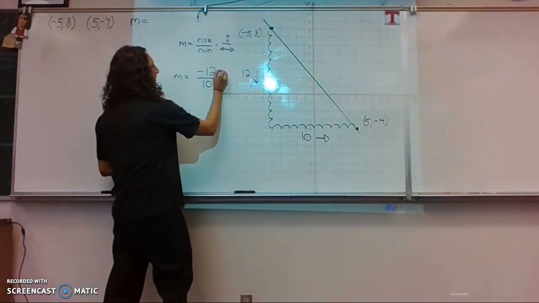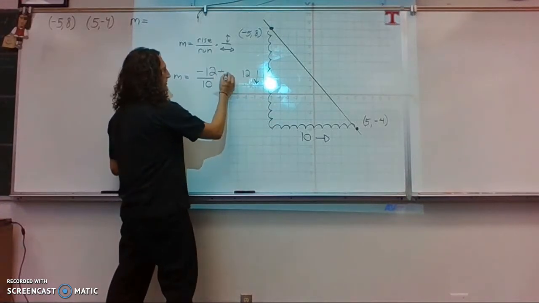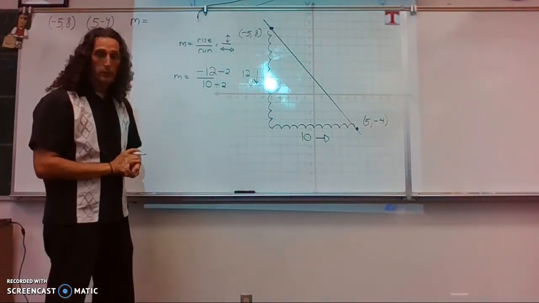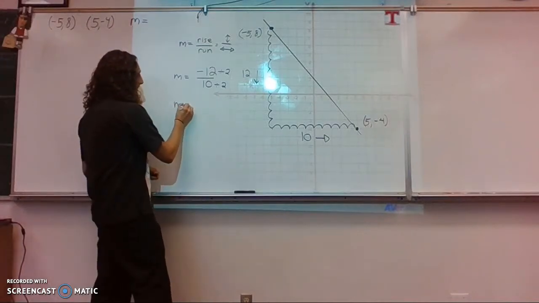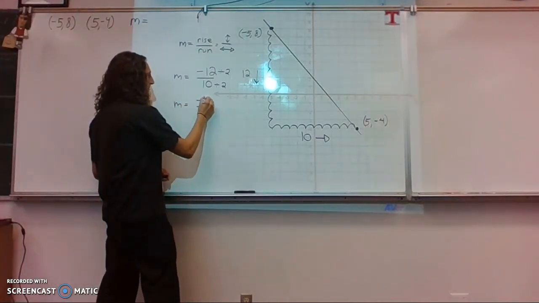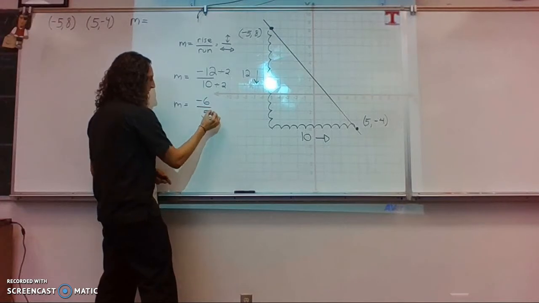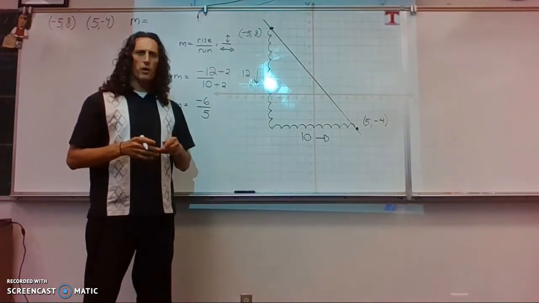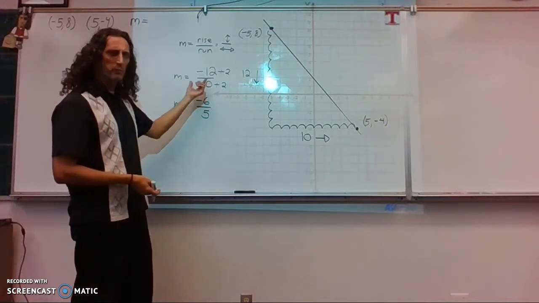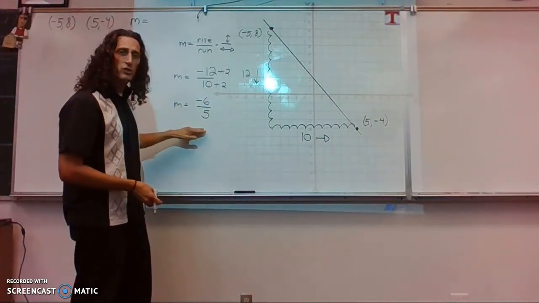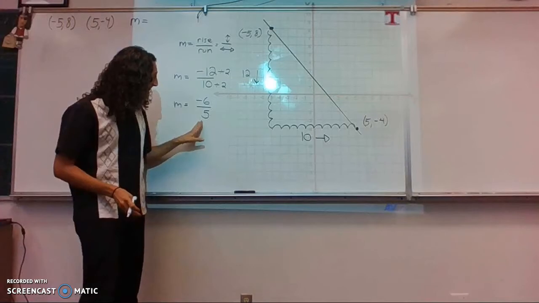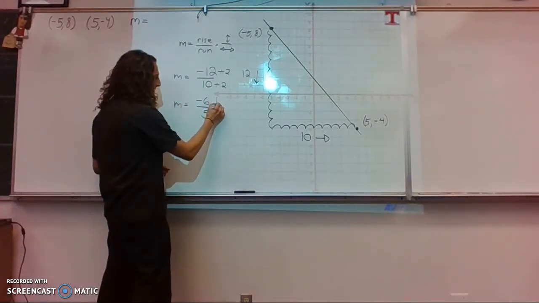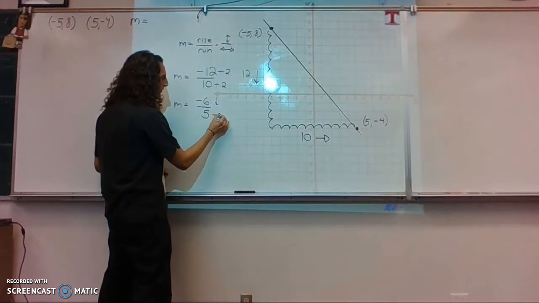Now, I can go through and reduce fractions, and we should. 10 and 12 are both even numbers, so we can divide those by 2, and that will give us a negative 6 on the top and a 5. Will that change your slope? It does look much different from negative 12 over 10, but let's see if it actually changes our slope. According to this, all we have to do is go down 6 spaces and run over 5.